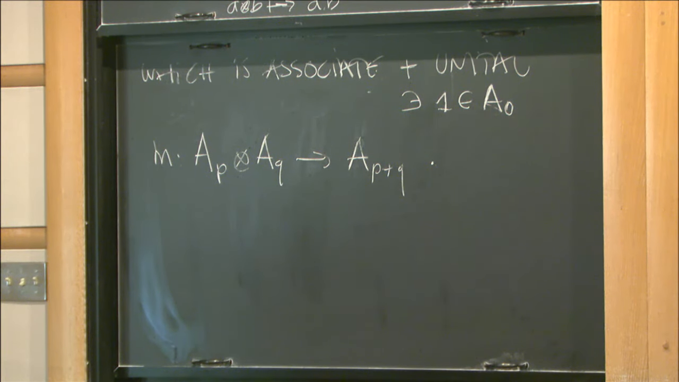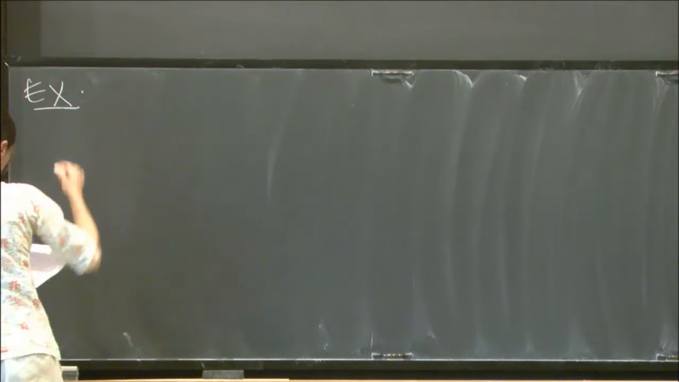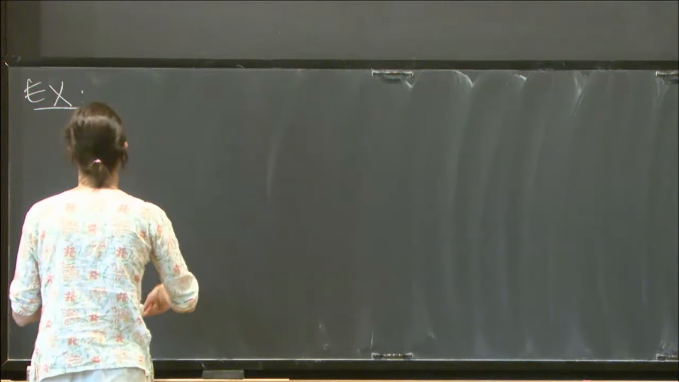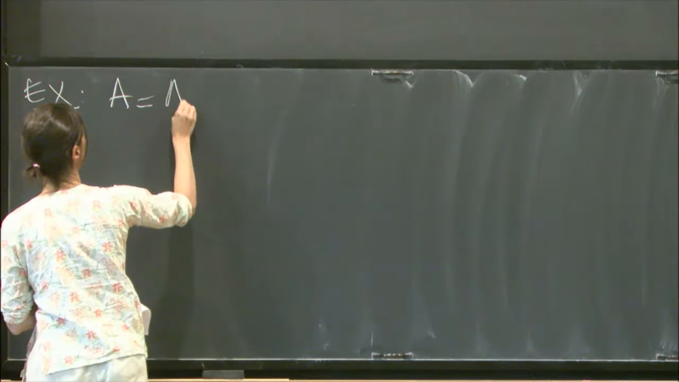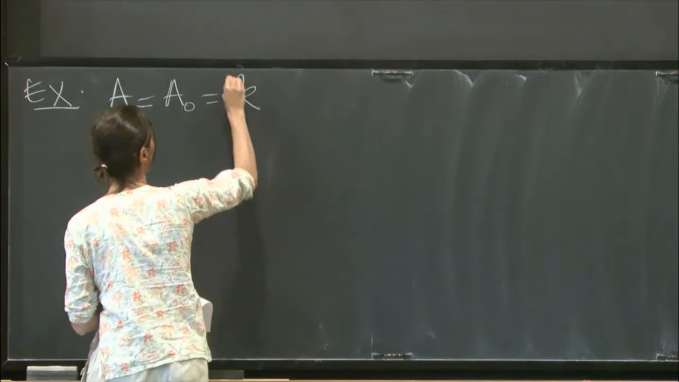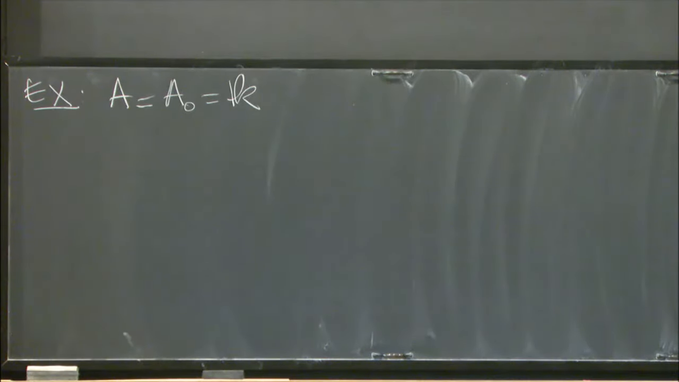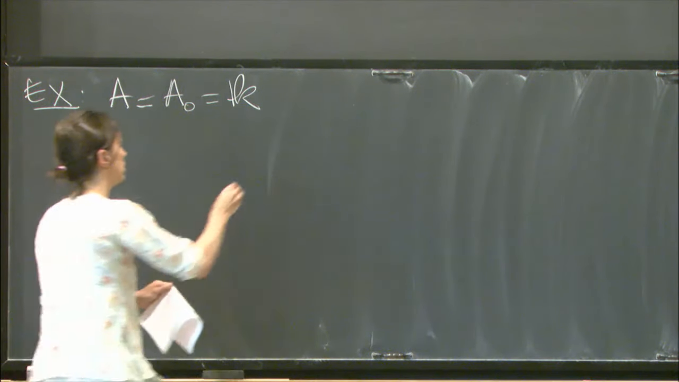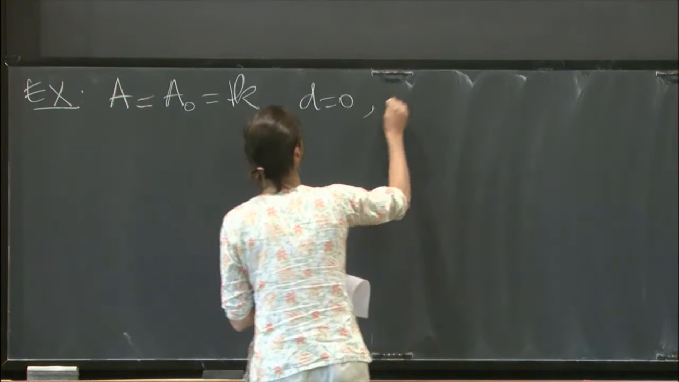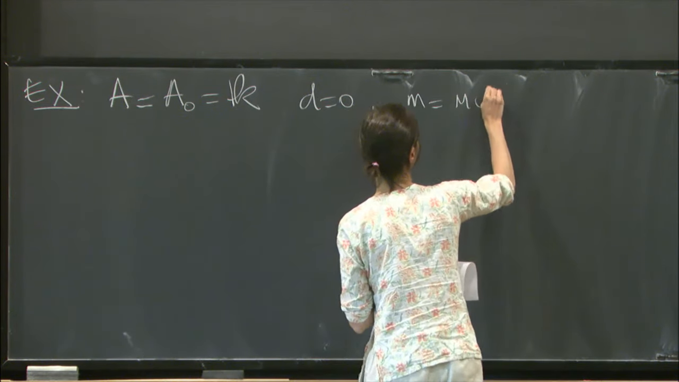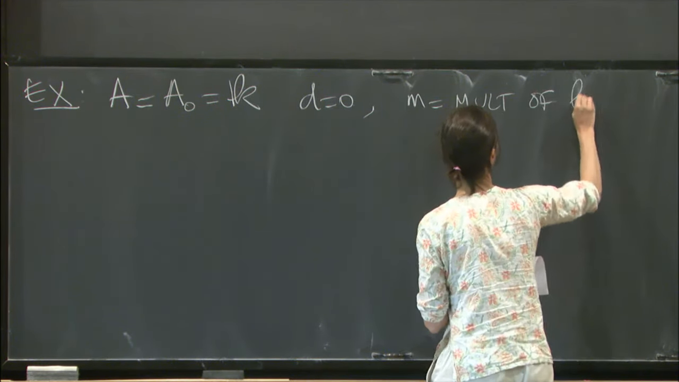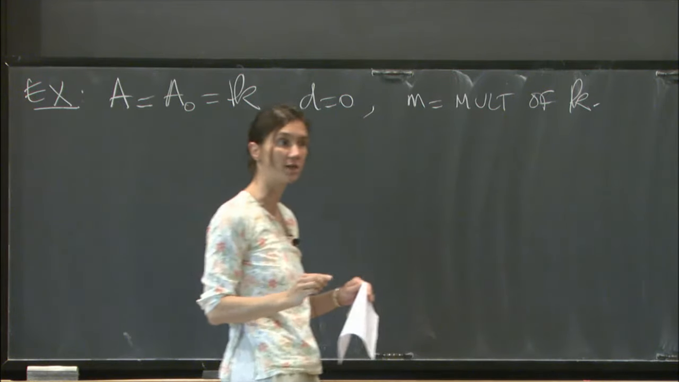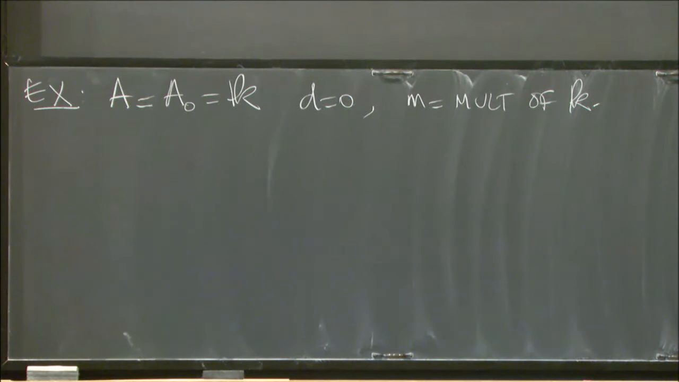Examples. A could be just all in degree 0. The simplest example is A is the field itself. All in degree 0, d is 0, M is the multiplication of the field. Okay, this is a happy differential graded algebra. It's not very differential and not very graded, but it's still a differential graded algebra.